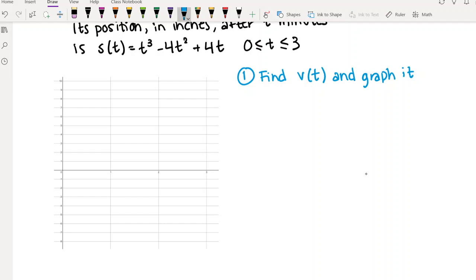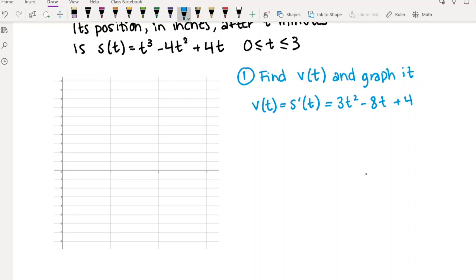So how would we do that? We would take the derivative of our position function, and we get 3t squared minus 8t plus 4. So just using the power rule. So how would we go about graphing this? Well, we know that it's going to be a parabola, right? It's a quadratic function. So let's try to find the t-intercepts and the y-intercept, and that should be enough information for our purposes.